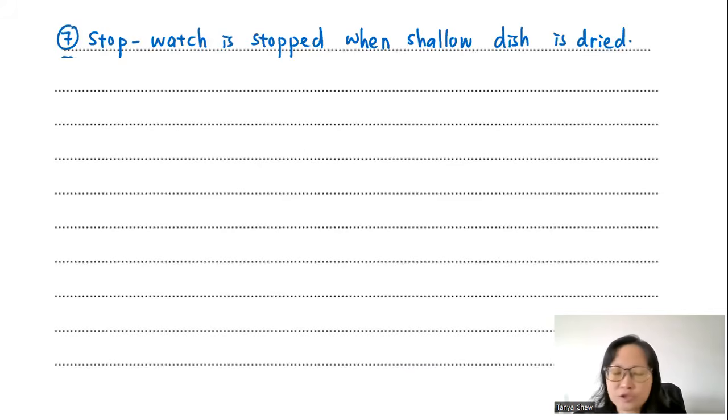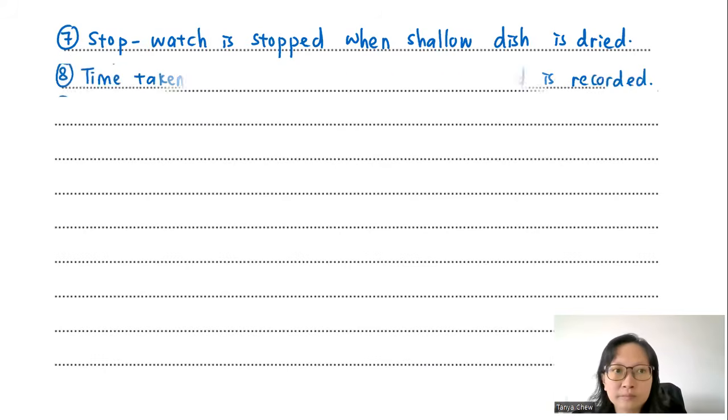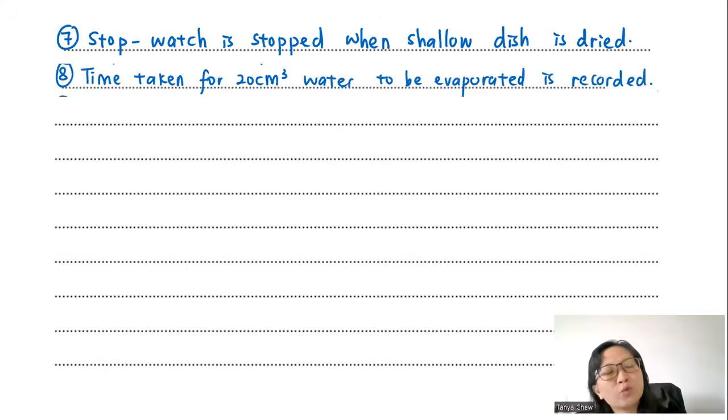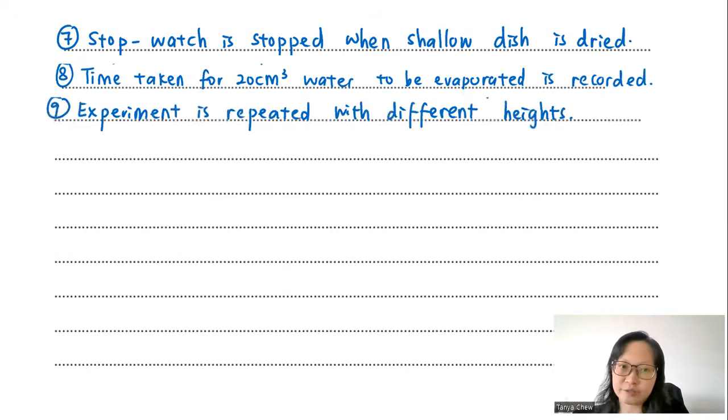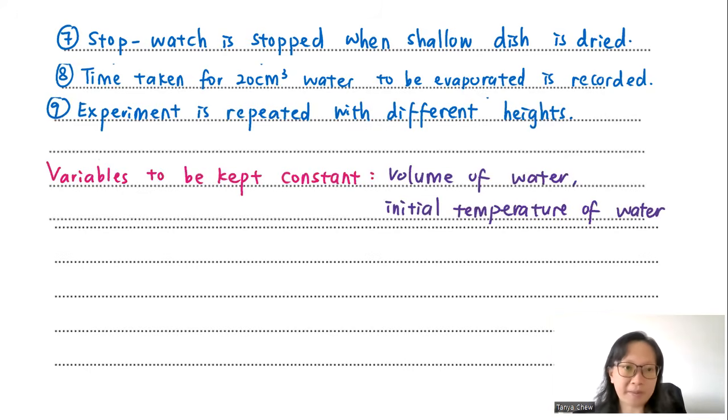After that, I just stop my stopwatch when the shallow dish is dried up. And the time taken for this 20 cm cube of water to evaporate, I record it. The experiment I have to repeat with different heights. So that's all for my method.